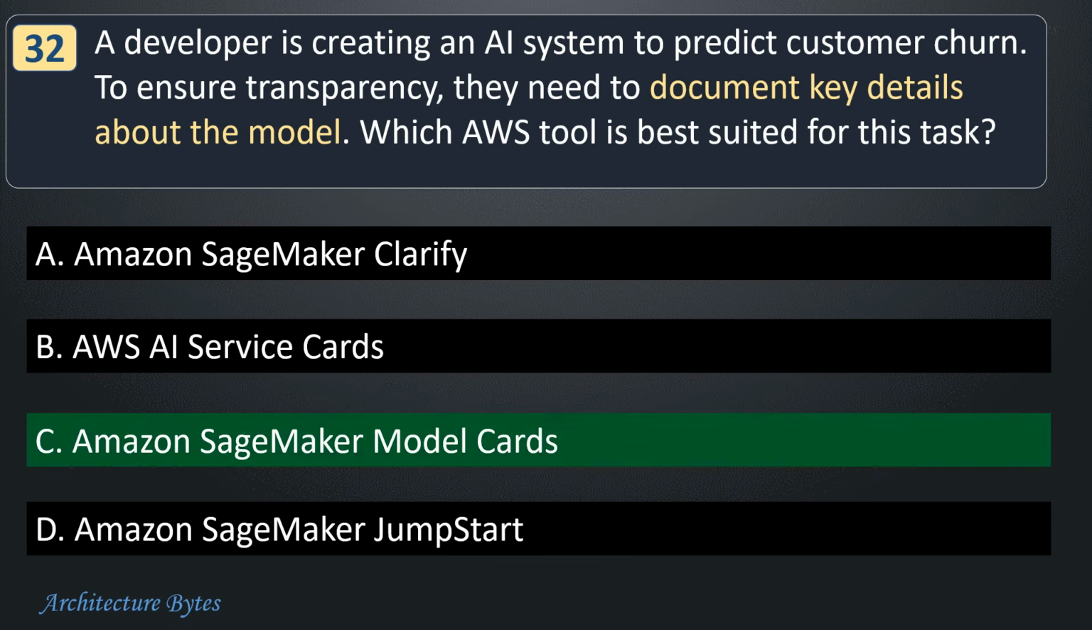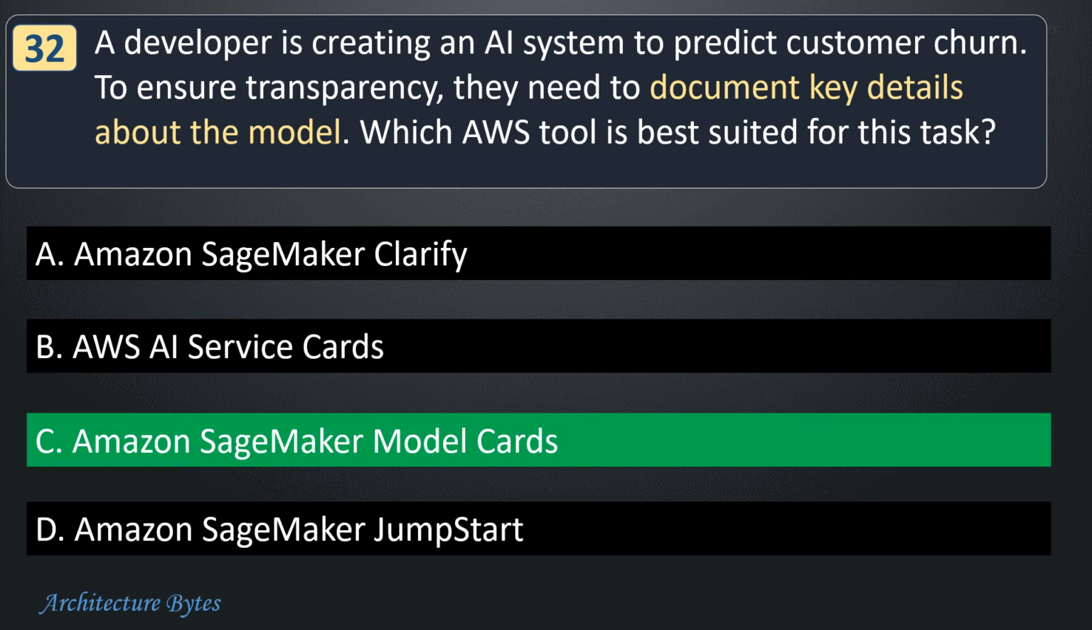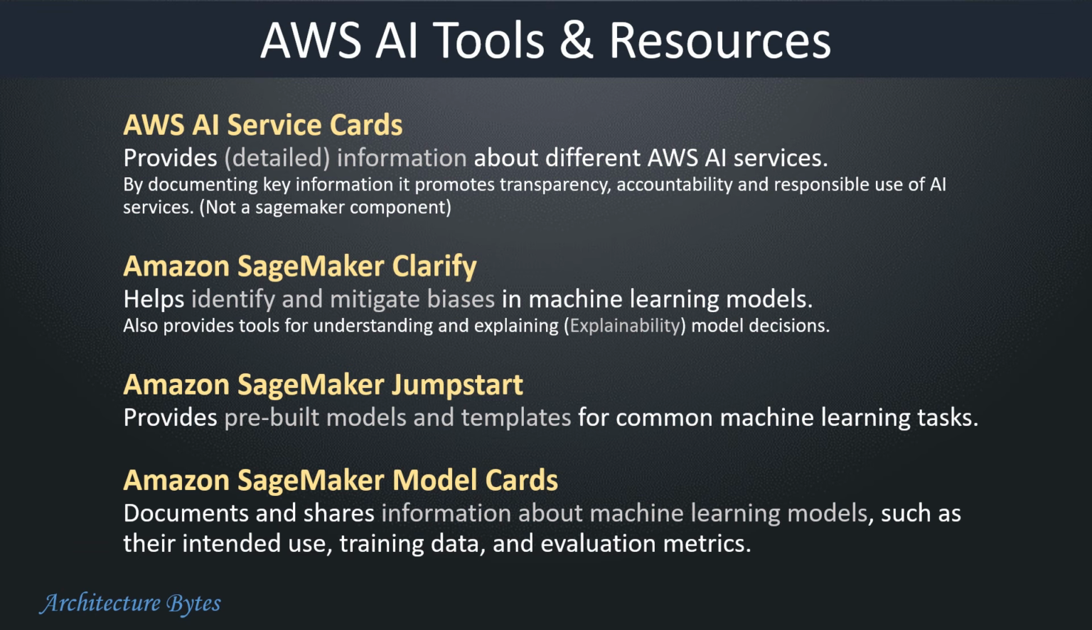The correct answer here is option C, Amazon SageMaker Model Cards. AWS AI Service Cards provides information about different AWS AI services. Amazon SageMaker Clarify helps identify and mitigate biases in machine learning models. Amazon SageMaker JumpStart provides pre-built models and templates for common machine learning tasks. And Amazon SageMaker Model Cards documents and shares information about machine learning models such as their intended use, training data, and evaluation metrics.